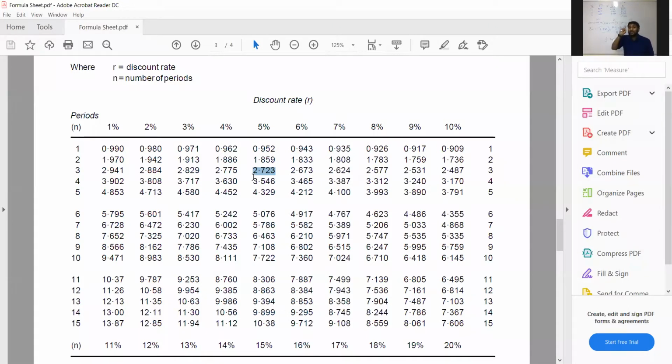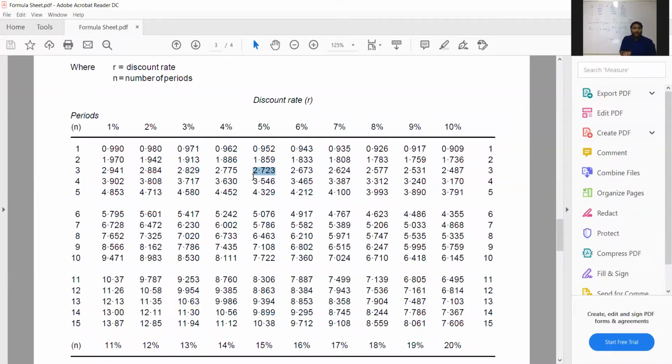Then what is the meaning of the annuity factor? Everyone tell me: the meaning of the annuity factor is the addition of the discounting factors. Here I got this annuity factor 2.723 for 5%, 3 years. Here I added the first 3 years. What is the meaning of the 2.723? It is the addition of the discounting factors of year 1, year 2 and year 3.